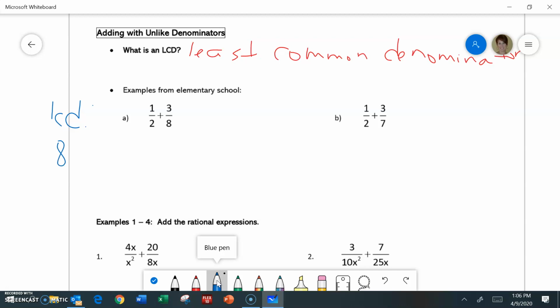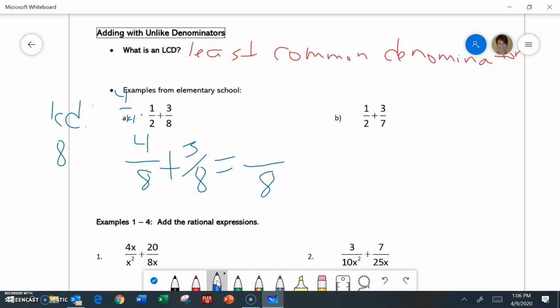So what that means is we have to ask ourselves, what can I do to this 1/2 fraction to get it to have a denominator of 8? I'm going to multiply 1/2 by 4, and whatever you do to the bottom, you do to the top. So 4 times 1 on the top is 4, and on the bottom, 4 times 2 is 8. So now we have denominators that are the same. Remember, the denominator stays the same. You cannot do any simplifying until after you add. So 4 plus 3 is 7. Now, since 7 and 8 do not have any common factors, you're finished.